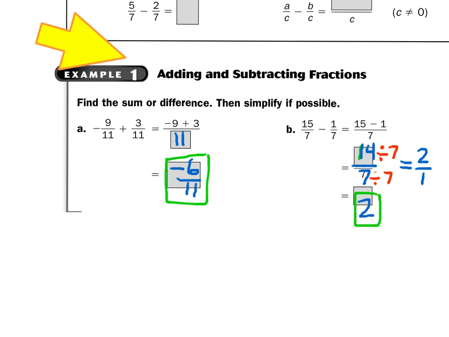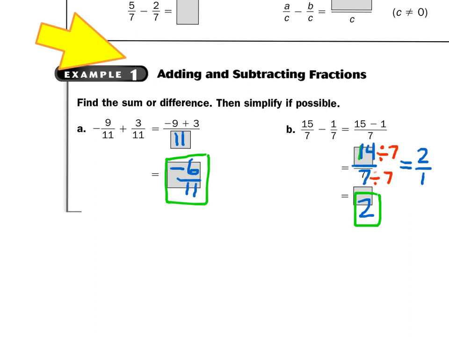Take a look at B. I have 15 over 7 minus 1 over 7. So I notice that the denominators match, so I copy the 7, and then I just grab 15 minus 1 and I put that on top. Well, now I simplify. 15 minus 1 is 14 over 7.